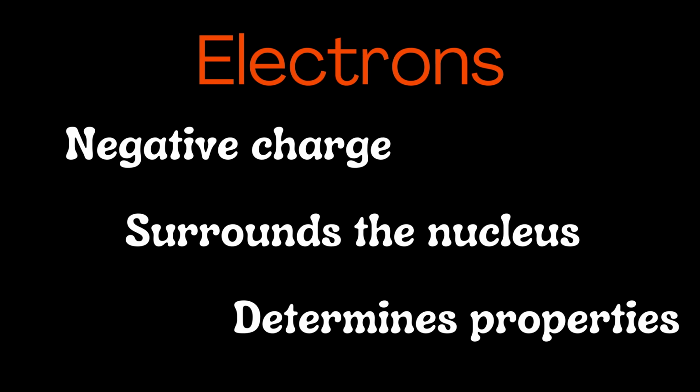Electrons, negatively charged particles that orbit the nucleus. Electrons occupy different energy levels, and their arrangement determines the chemical properties of the atom.